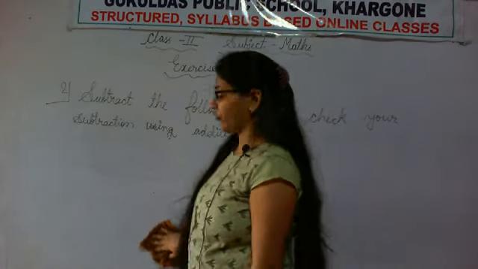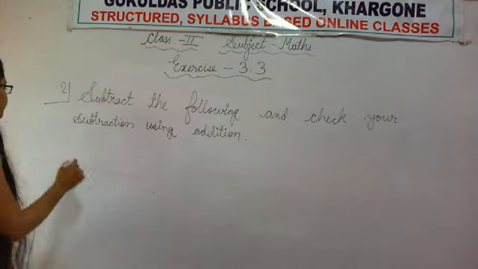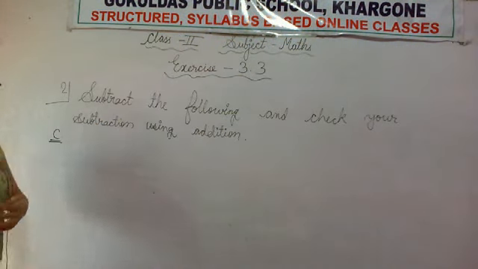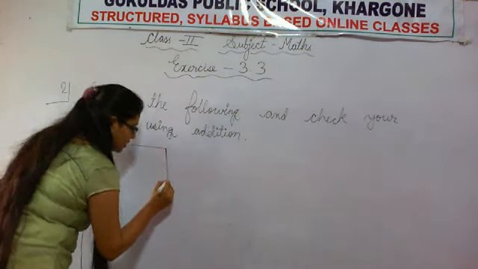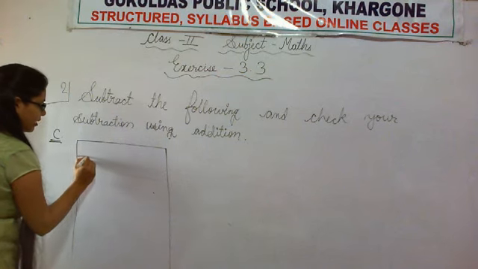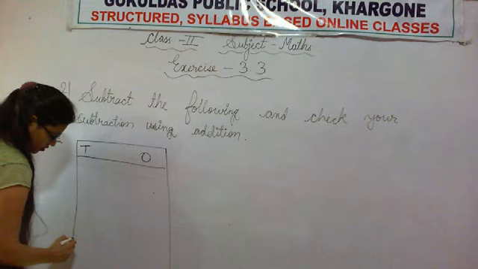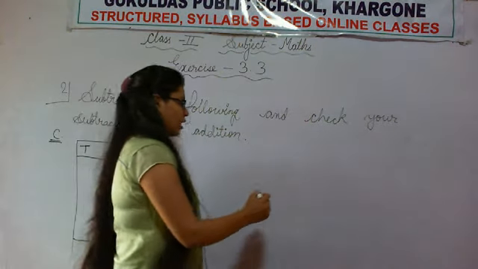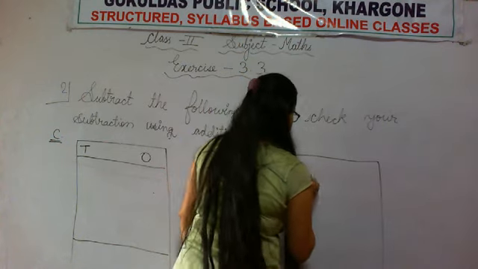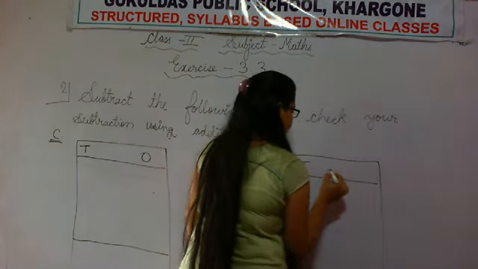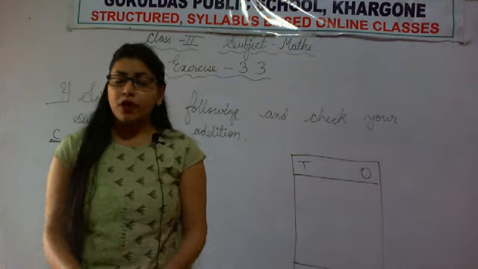Okay, now moving towards the next part, part C. Once again we have to make 2 tables. So let's make those 2 tables first. One is for subtraction and one is for checking the answer.